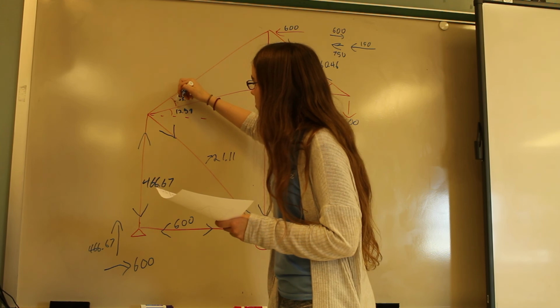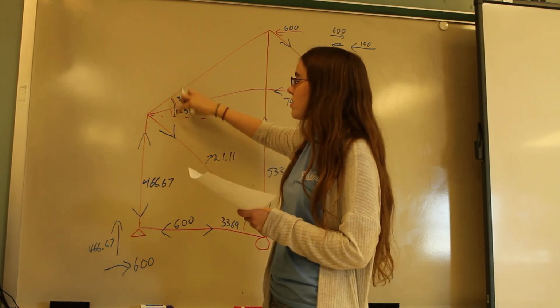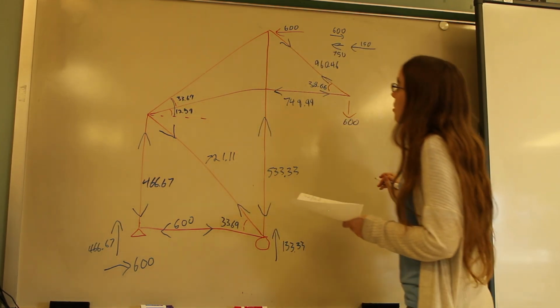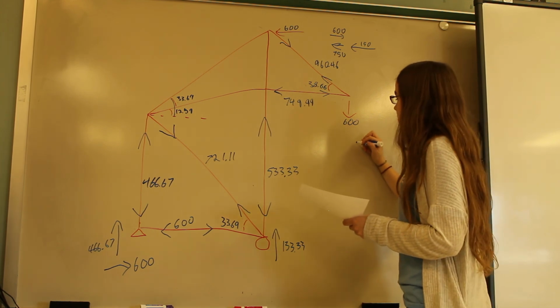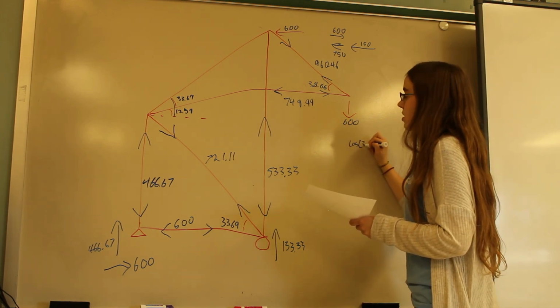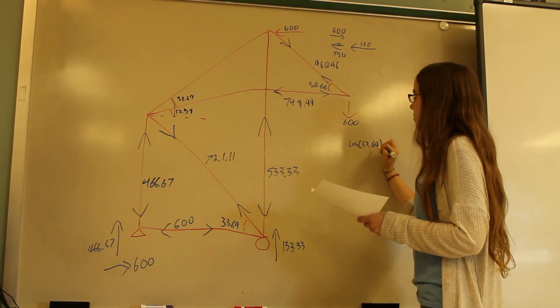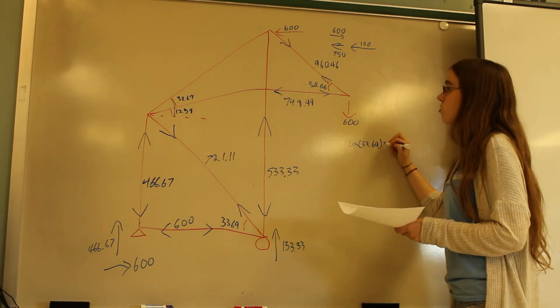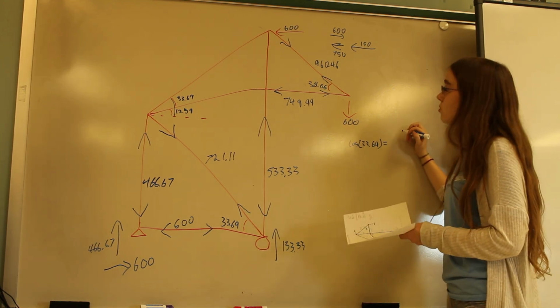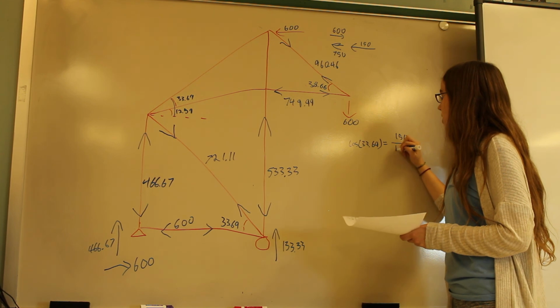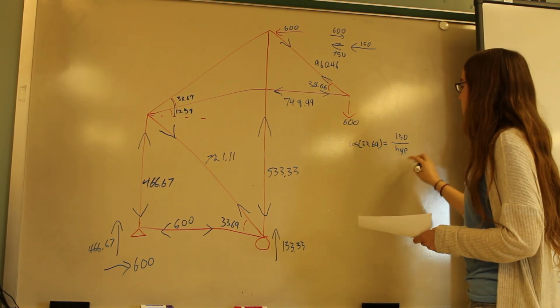So this angle, which is 33.69, if we take the cosine of that angle, that would be equal to the value we want, which is 150 over the hypotenuse. So we can solve for the hypotenuse.